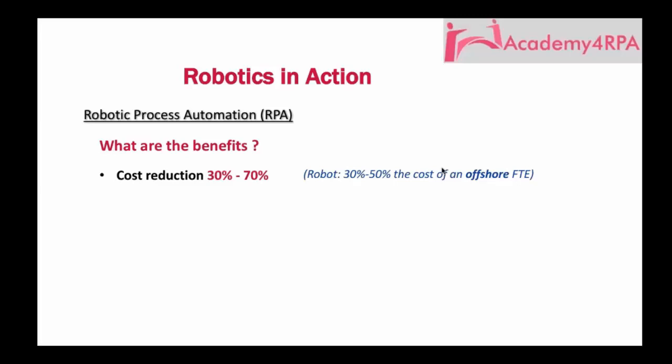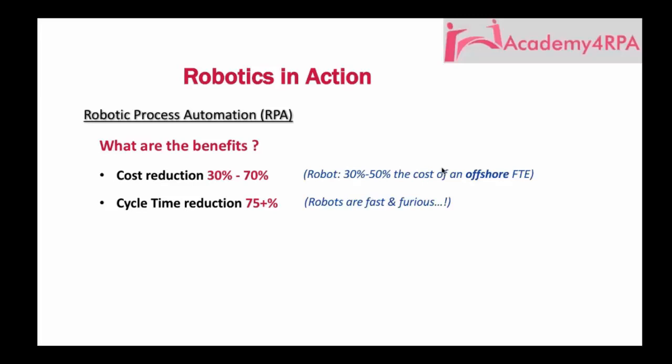Apart from cost reduction, there is cycle time reduction. Robots can work fast in comparison to humans. So it reduces 75+% of the time in a process task. Yes, 75% is a huge number.